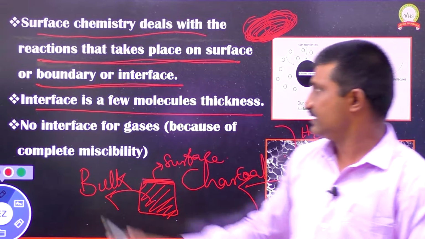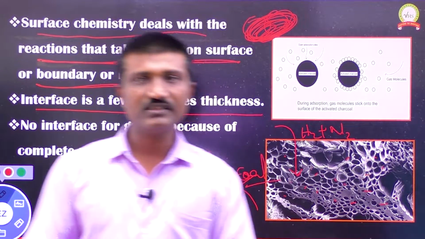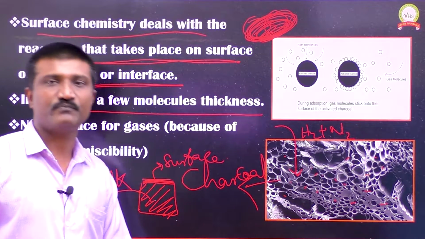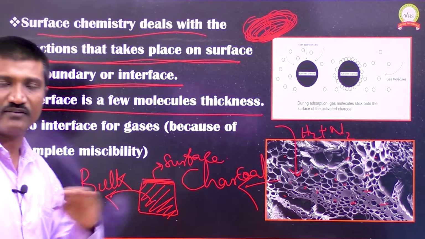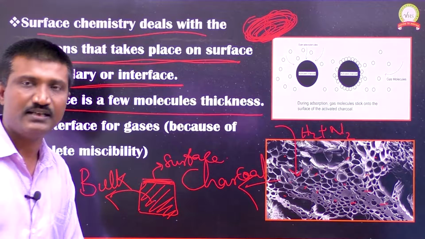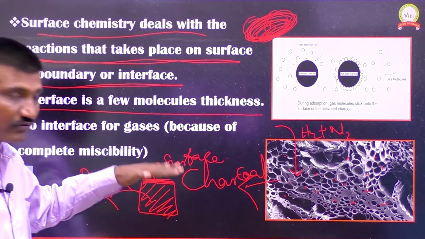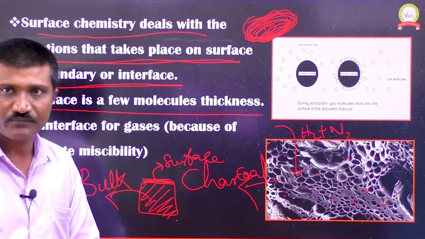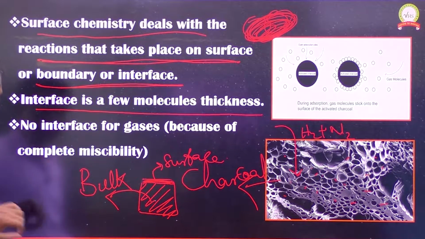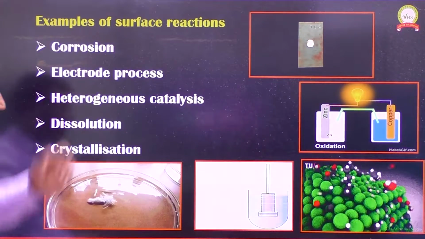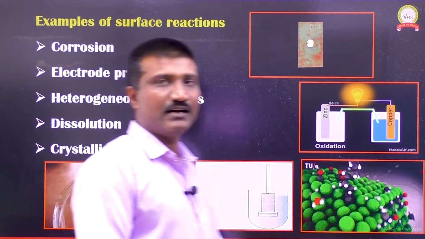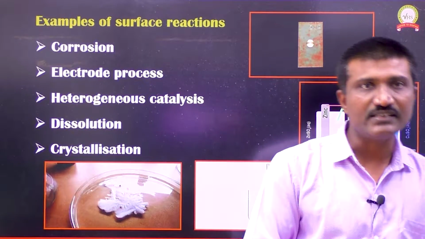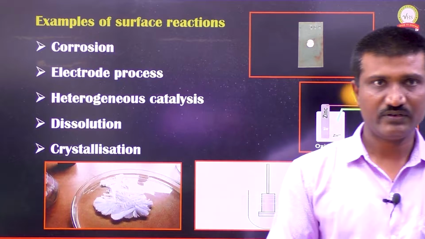Okay. So this is about what surface chemistry is, for what substances we have to consider the surface, and up to what depth of that substance we have to consider as surface. Now, let us see where in our daily life we can see these surface phenomena.